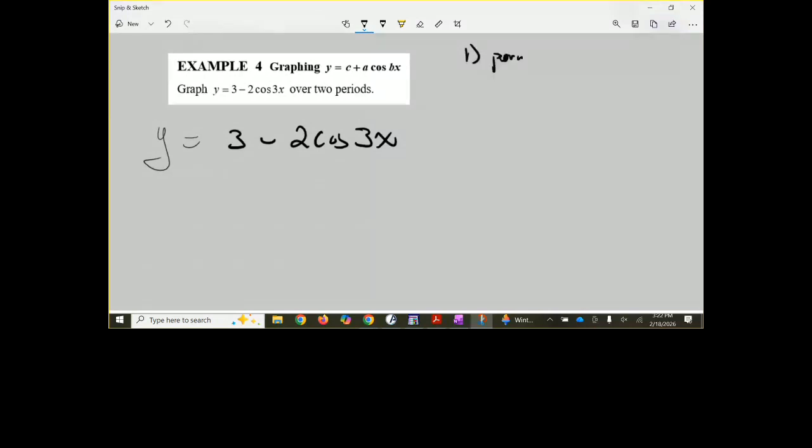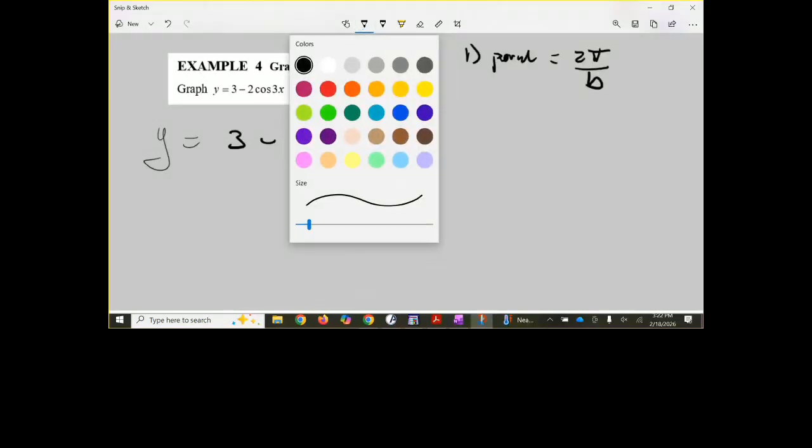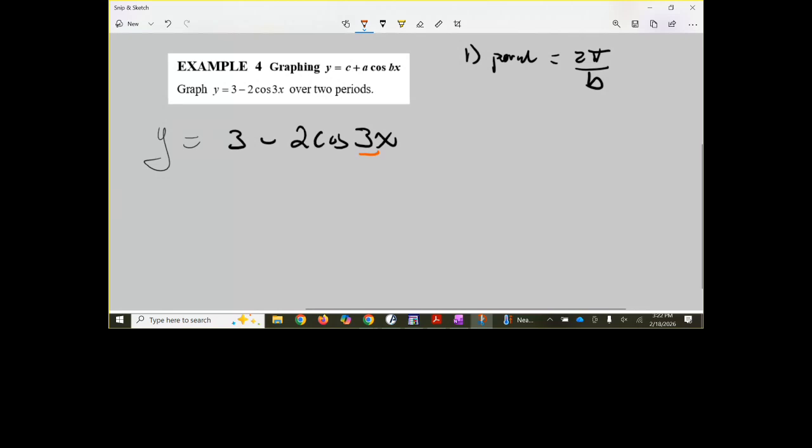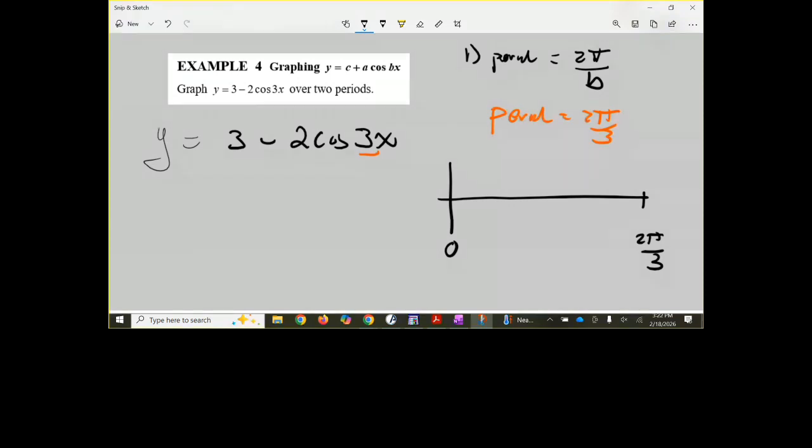Remember, the period, y'all, is always 2 pi over b. The number in front of my x is my b. So our period should be 2 pi over 3. Okay, I'm just going to set up a couple of things here, y'all. Since there's no shifting, we're going to start at 0. We're going to end at 2 pi over 3, okay?